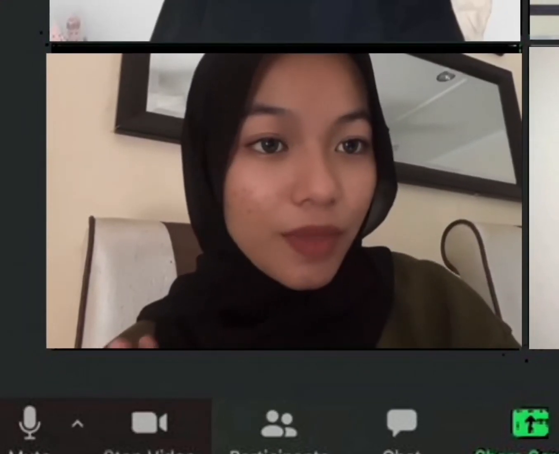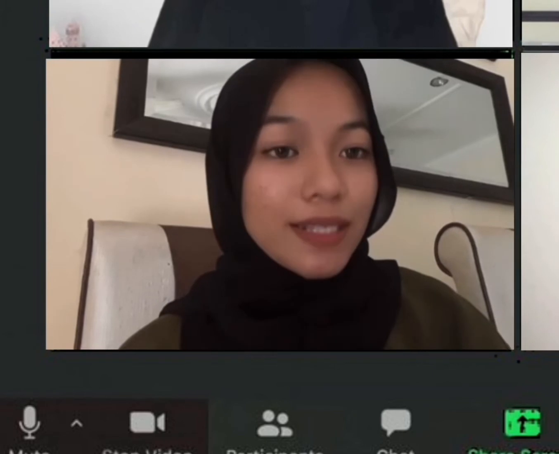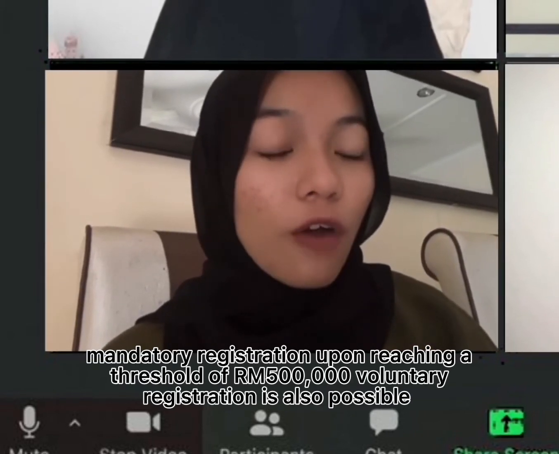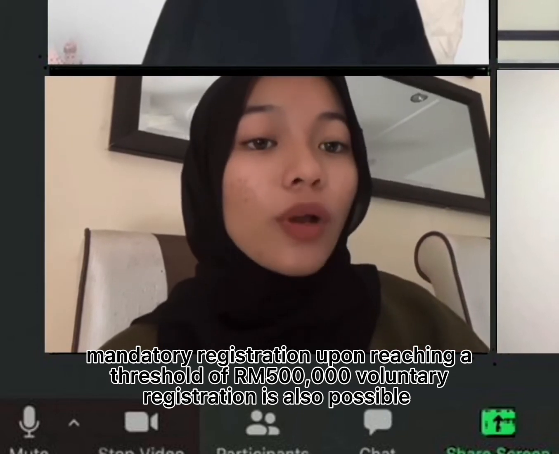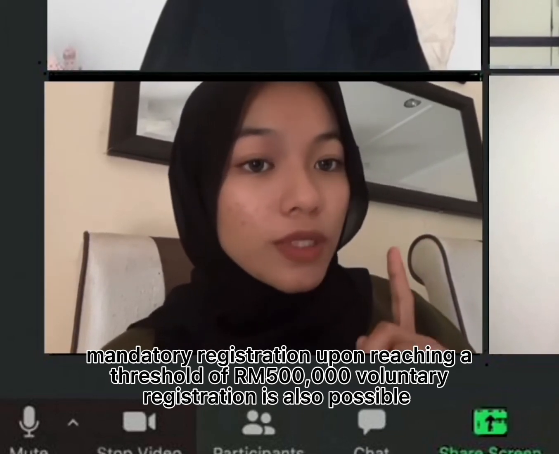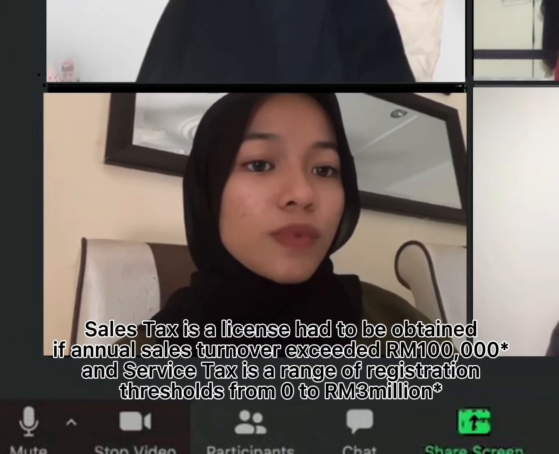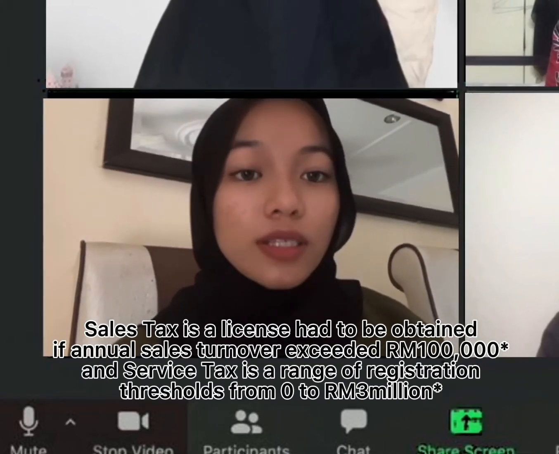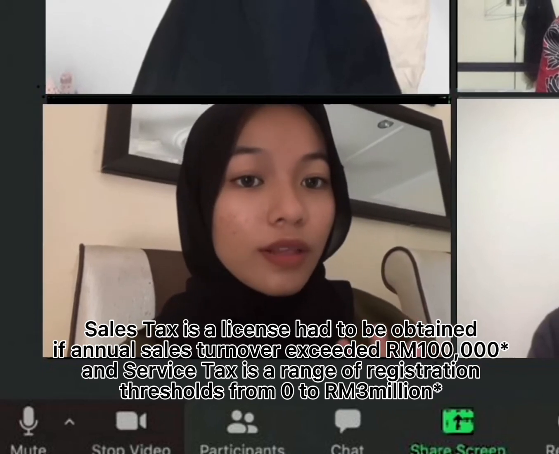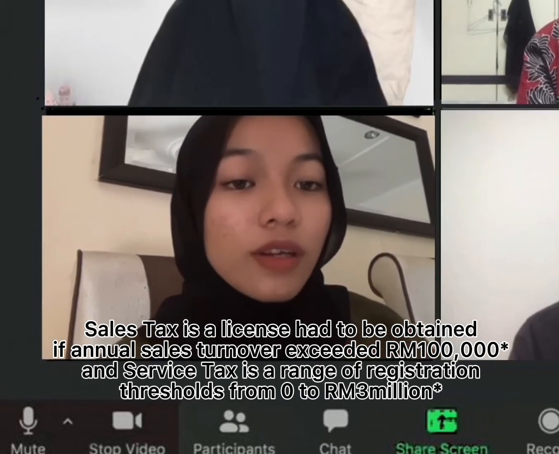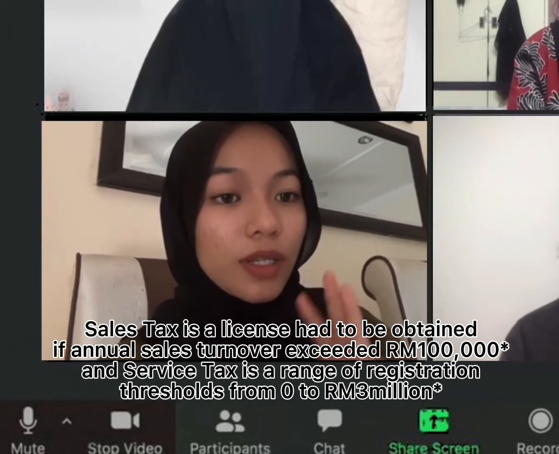Thanks to the moderator. The next difference is for SST: mandatory registration upon reaching a threshold of 500,000. Voluntary registration is also possible. While for GST, a license has to be obtained if annual sales turnover exceeds 100,000, and for service tax, the registration threshold ranges from 0 to 3 million.